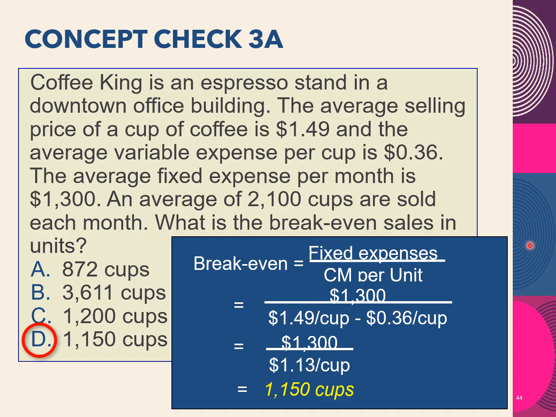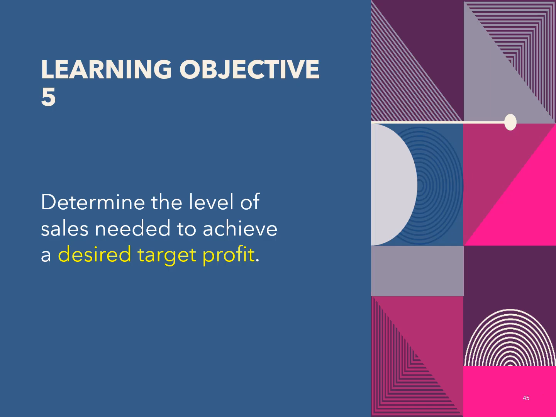The answer is D. Break-even is equal to fixed expenses divided by contribution margin per unit. So fixed expenses is $1,300, and the contribution per unit is 1.49 minus 0.36, then you will get 150 cups, which is the answer.